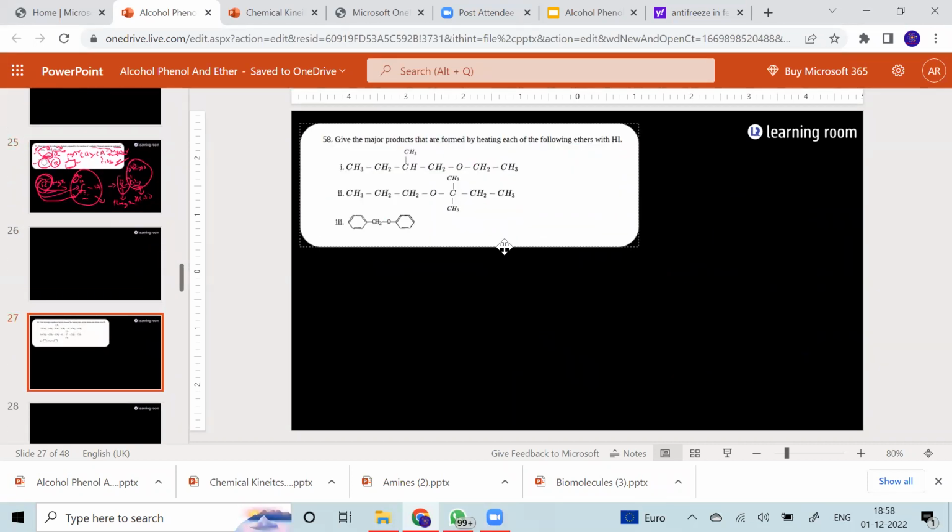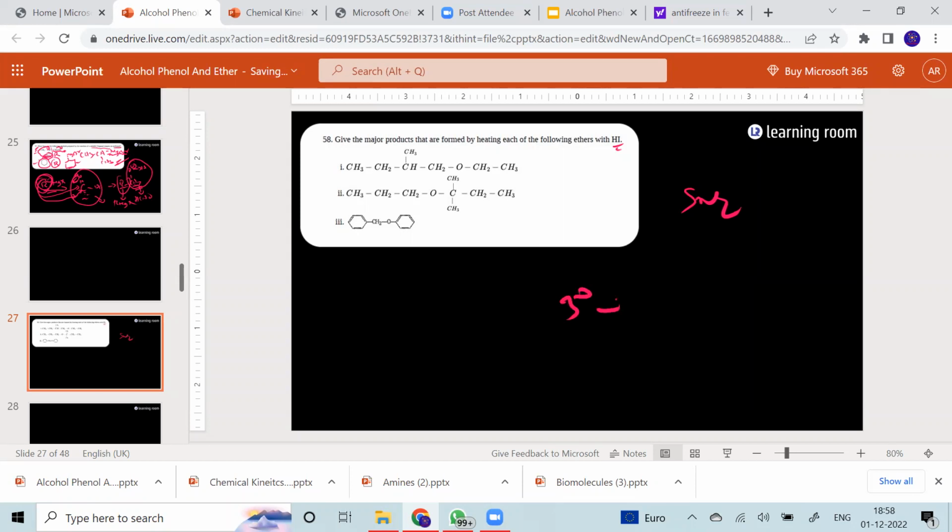Right. Give the major products that are found by heating each of the following ethers with HI. Okay. Now that's very simple, right? Now you have to form what? We have to make sure that, remember, first H plus attacks from HI, right? Then it is going to be an SN2 mechanism. Remember this. Okay. Unless and until something is tertiary, we don't have to worry about the SN1 mechanism.